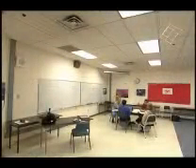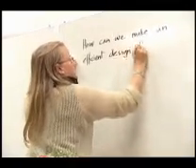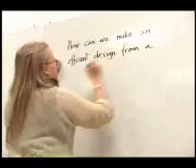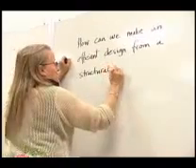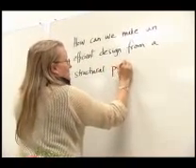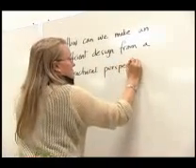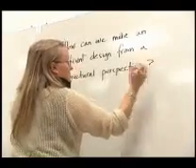I'd like to start these big questions with, how can we make an efficient design from a structural perspective? Is that right? Yeah, that's kind of a long-winded way to say it. It's basically, design an efficient wing structure.